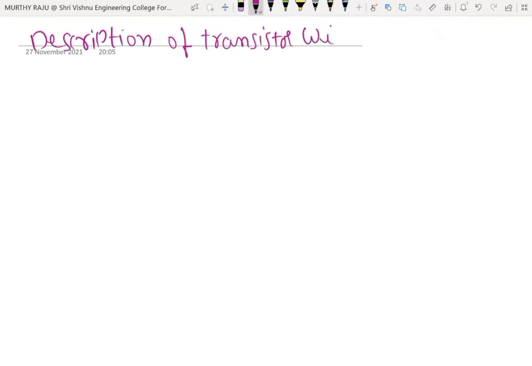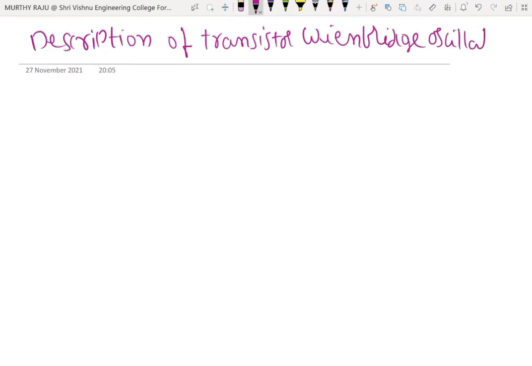In this video, I am going to explain the description of the transistor Wien bridge oscillator, and also derive the frequency of oscillations.